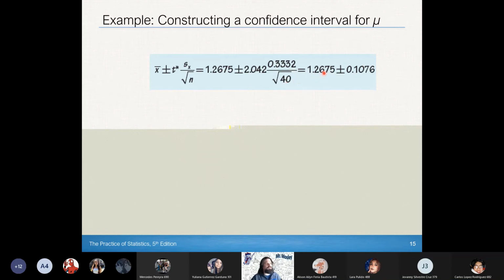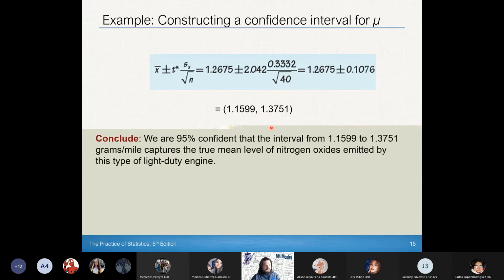We get 1.2675 plus or minus 0.1076, and we get the interval 1.1599 to 1.3751. And we can conclude we are 95% confident that the interval from 1.1599 to 1.3751 grams per mile captures the true mean level of nitrogen oxides emitted by this type of light-duty engine.